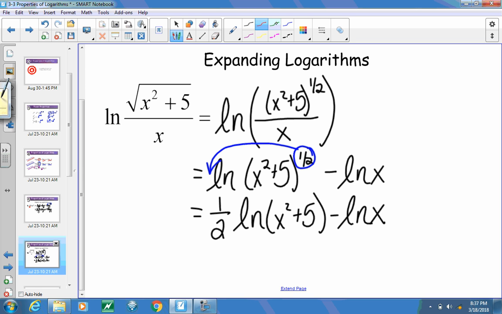Now, the biggest misconception that people make here is they think that you can distribute that natural logarithm. We cannot do that. You're taking the logarithm of this sum right here. If it was multiplying, we could do that. But since it's adding here, you cannot distribute that natural logarithm. We've got to make sure that we keep that all separate.